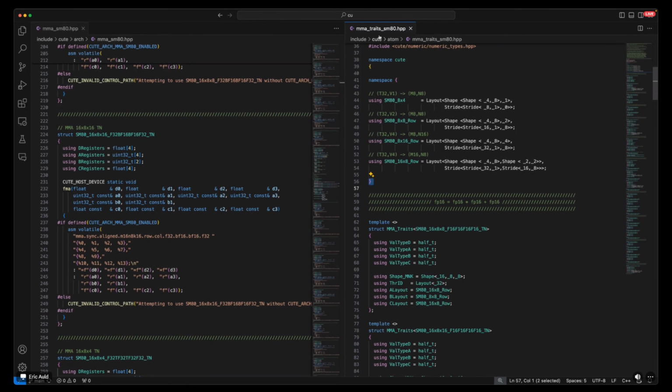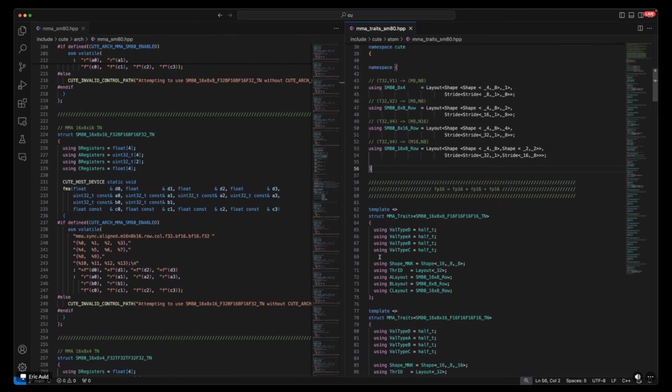And then the MMA traits, the one on the right, is a little bit more readable. So you look here in the struct and it says, okay, using shape MK, there's the shape. So it says this tensor core operation naturally occurs in 16 by 8 by 8. So that's the M, the N, and the K. And then it has this thread ID. Okay, so that's basically talking about how the threads participate in this operation.